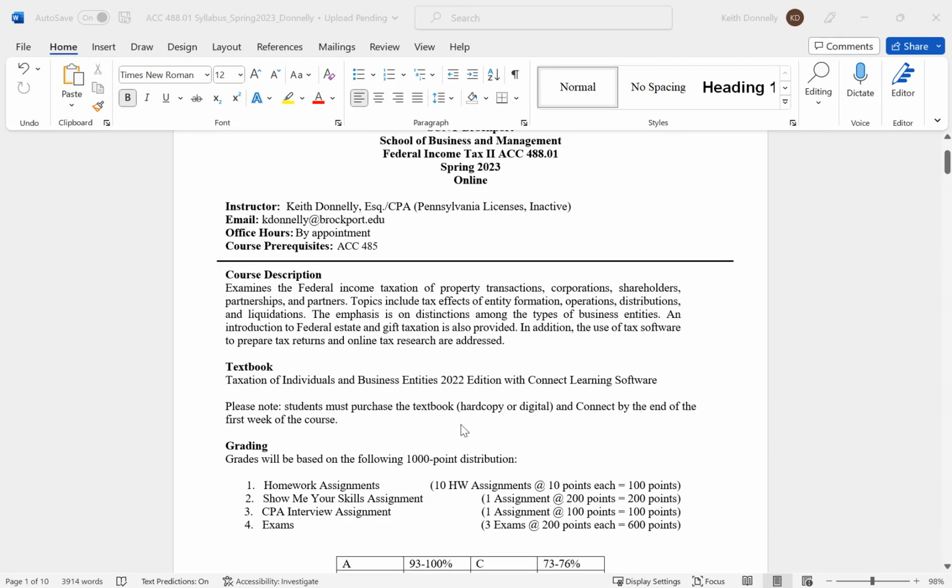Okay, so how it's going to work is, we have the textbook. It's the 2022 edition. The lowest cost option is going to be just to buy the Connect software directly from the publisher. Connect, if you're not familiar with that, that's the homework platform we use in this class. I've put the link in Canvas for you to find it.